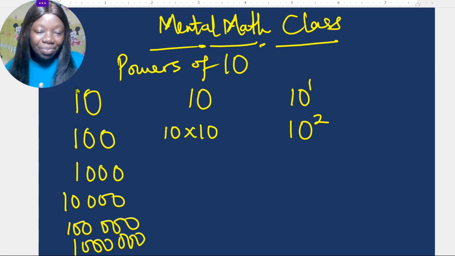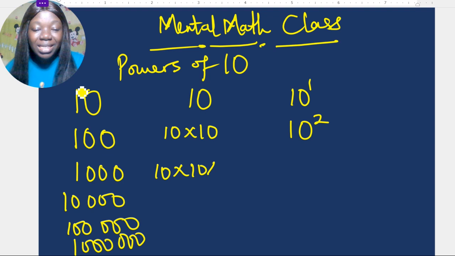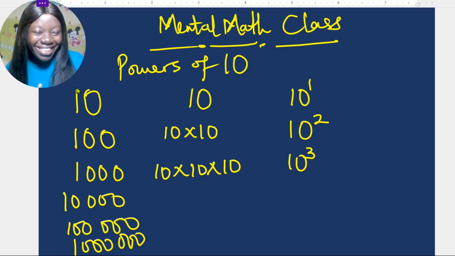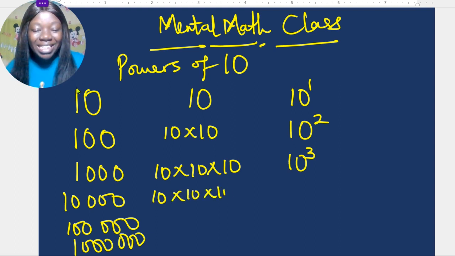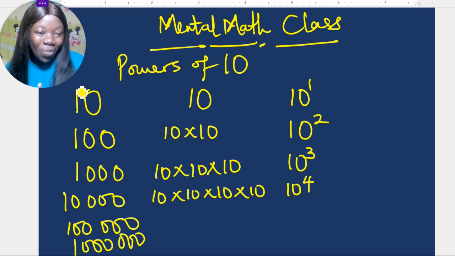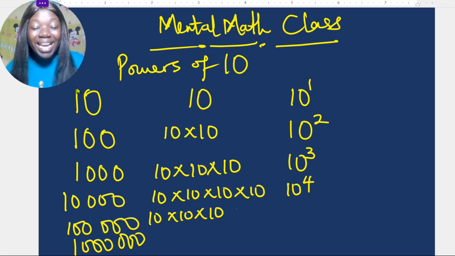So what about 1,000? 1,000 has 3 zeros. So that means 10 multiplied by itself 3 times. So that will be 10 raised to power 3. 10,000 has 4 zeros. That will be 10 times 10 times 10 times 10, and that is 10 raised to power 4. 100,000 has 5 zeros. So that will be 10 in 5 places multiplying by itself, not adding. So that will be 10 raised to power 5.